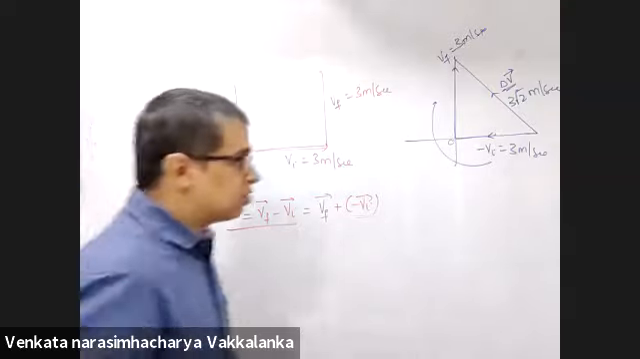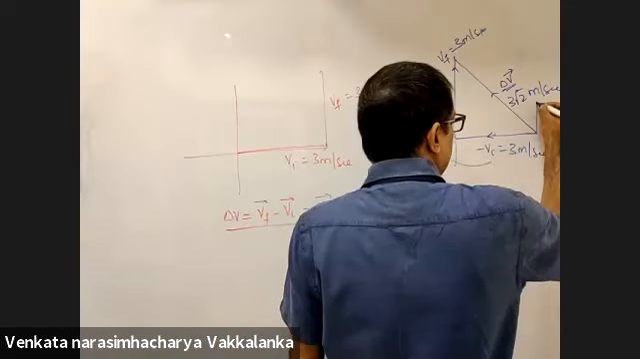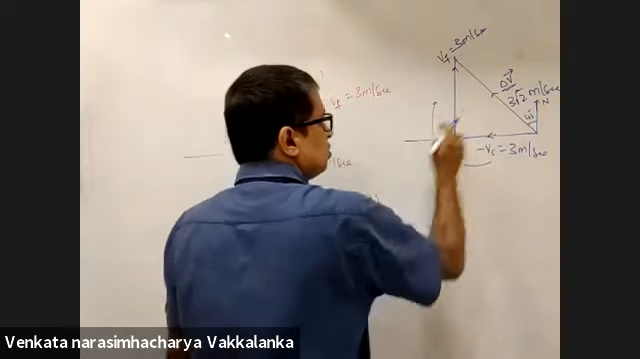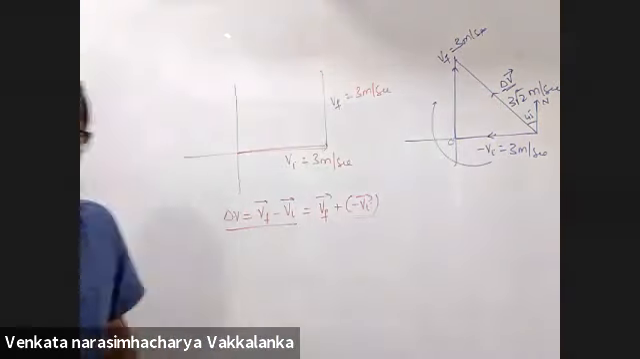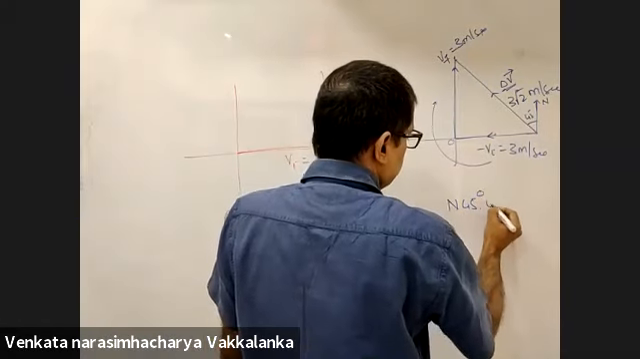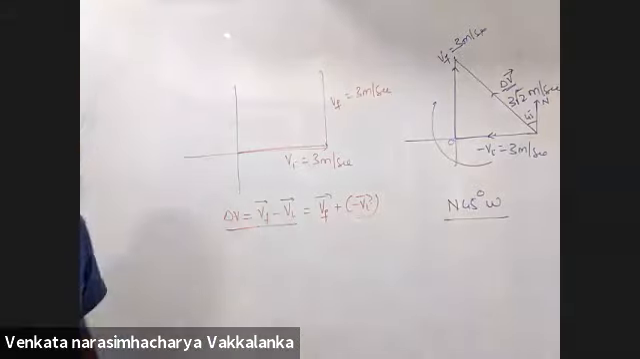Right? By Pythagoras theorem. And what will this angle be? 45 degrees. This is north, this is west. This will be along northwest. More appropriately, north 45 degrees west.